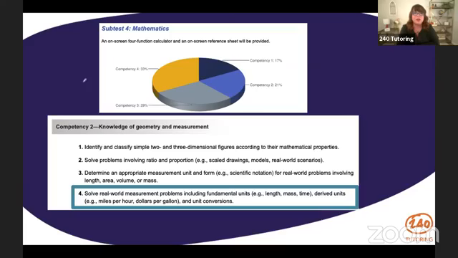And we are looking at competency 2. Now, if you're wondering about competency 1, that was last week. So go back and check out our video from last week to see review and practice on competency 1. Now today, I'm going to split up competency 2 because this one has a lot in it. And this one is on knowledge of geometry and measurement. Today, we're just going to look at these first 3 skills. Next week, we're going to look at this 4th one.